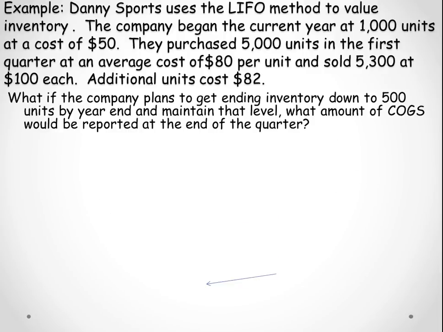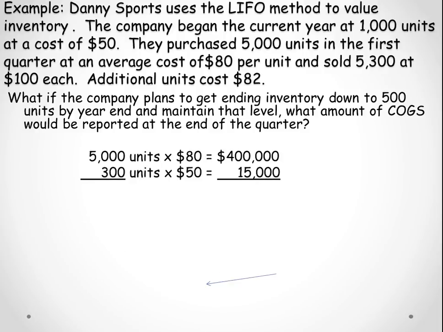Now, if the company plans to keep the inventory low and actually bring it down to 500 units by year end and maintain that level, then what we can do, and again we're using LIFO, so last cost in, first cost out. We're going to first take 5,000 units at 80, but we can liquidate the inventory with the 300 units times 50, since we plan to bring that inventory down to 500 by year end. And so that would be our cost of goods sold.